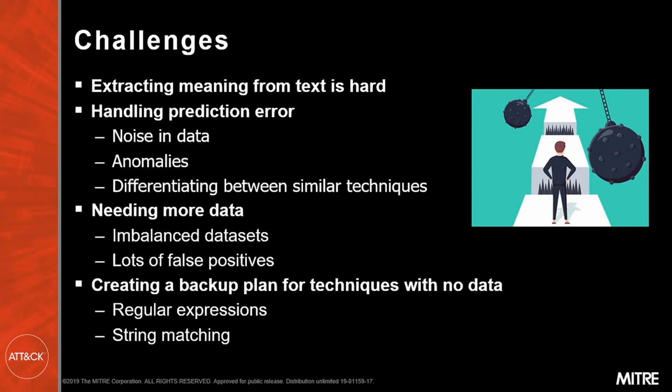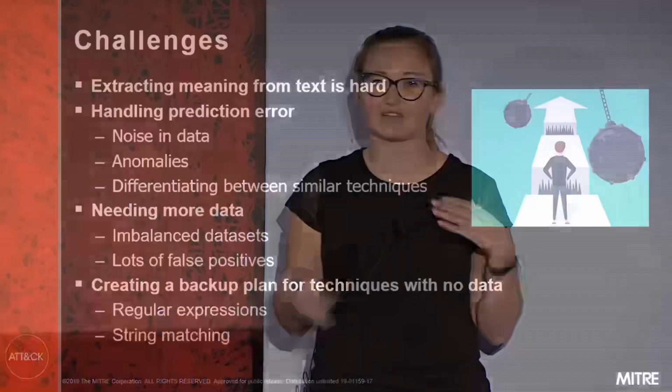So this can lead to things like imbalanced data sets, so maybe having a really large negative class of training examples, but a really small positive class of good examples. So that's one of the challenges we had to face as we went through this. We had some techniques in ATT&CK that don't have any examples at all, or maybe they only have 1 or 2 examples. So for those cases, we had to look at them on a case-by-case basis and build out regular expressions and string matching to handle those cases that we couldn't build enough models for.